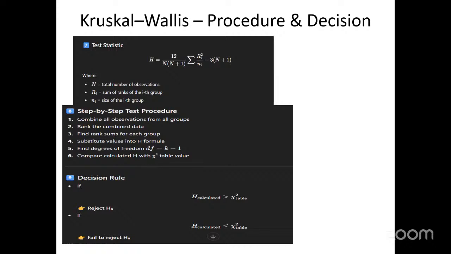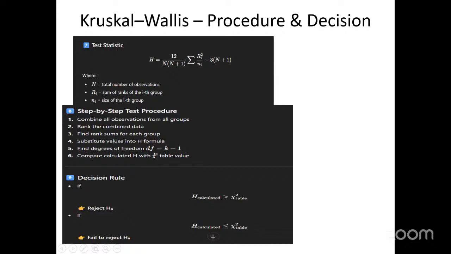So what are the steps? It is not new to you, because we have already discussed all the tests till now. Combine all the groups and rank the combined data. After combining the data, you have to separate it for all the groups and find the rank sum for each of the groups. Substitute the values here. You have to substitute Ri, Ni, N, and whatever we have. And yes, this is the formula.